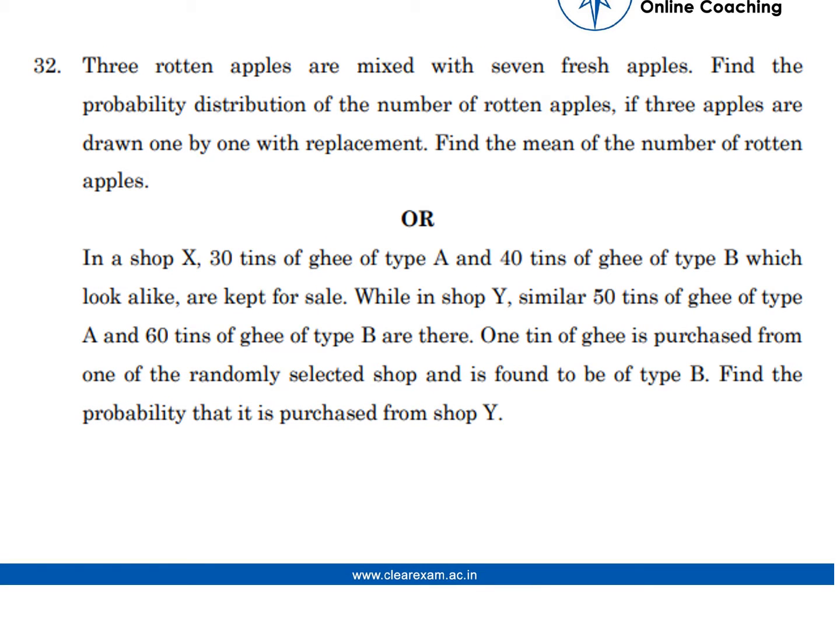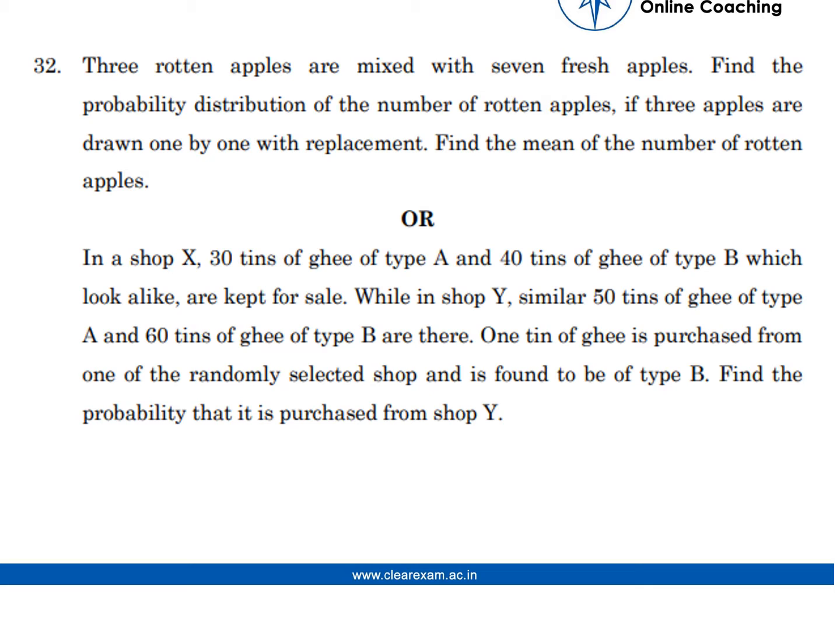The question is, three rotten apples are mixed with seven fresh apples. Find the probability distribution of the number of rotten apples. If three apples are drawn one by one with replacement, find the mean of the number of rotten apples.